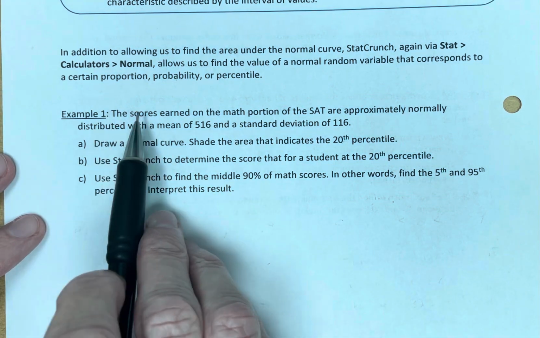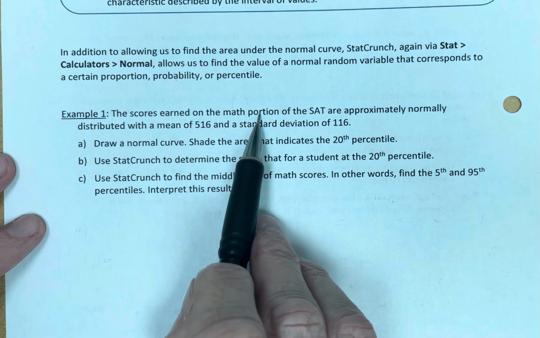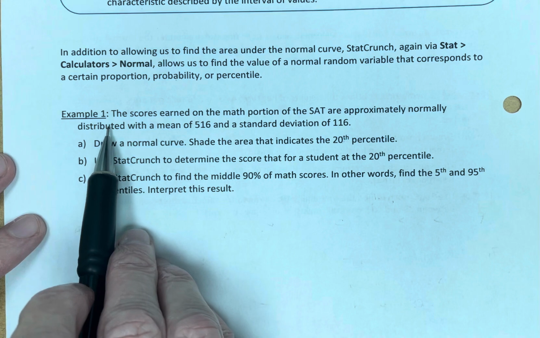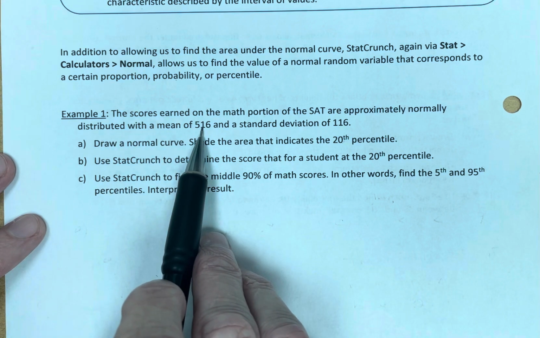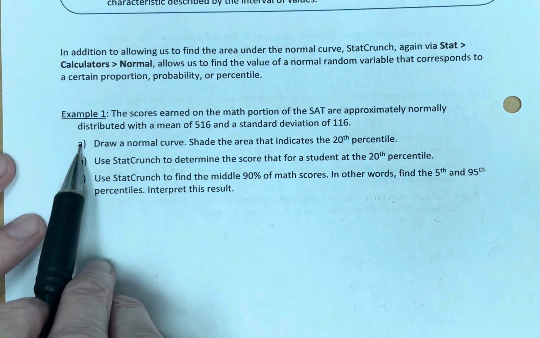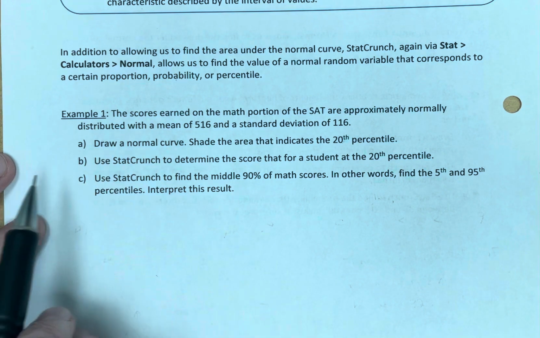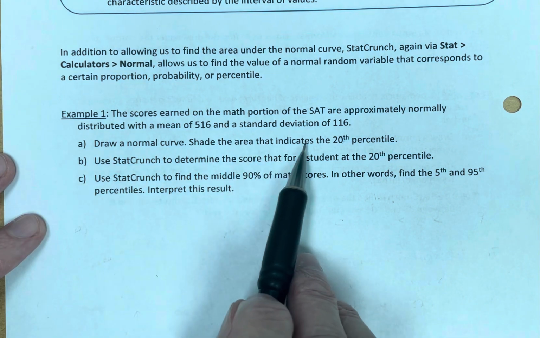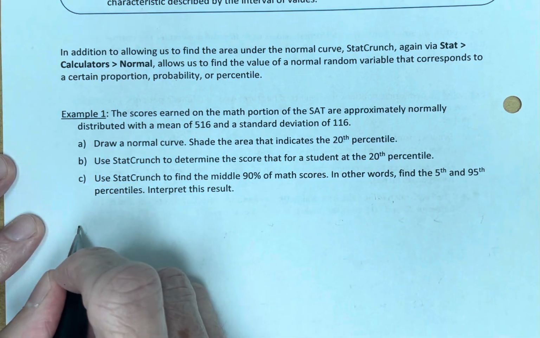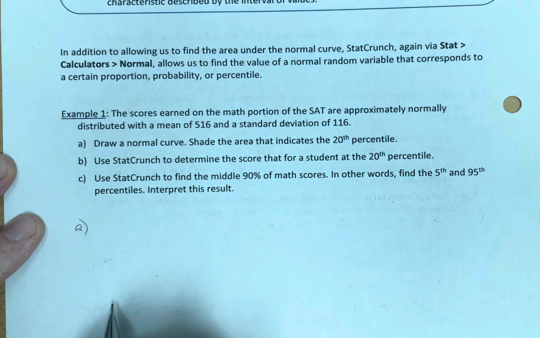Example number 1: the scores earned on the math portion of the SAT are approximately normally distributed with a mean of 516 and a standard deviation of 116. Letter A, draw the normal curve, shade the area that indicates the 20th percentile. Okay, letter A. I will draw the normal curve.